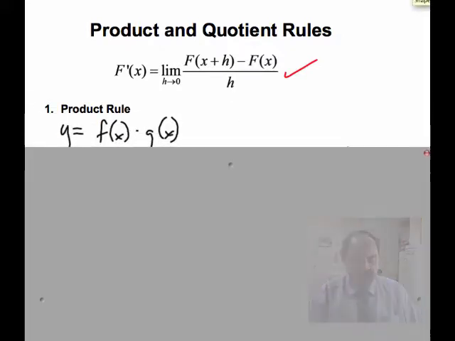First of all, if you have two functions multiplied together, is there a pattern for what the derivative would be for two functions multiplied together? And as you're going to see, it's not what you might expect. It's not the derivative of the first times the derivative of the second. So let's apply our definition of the derivative.